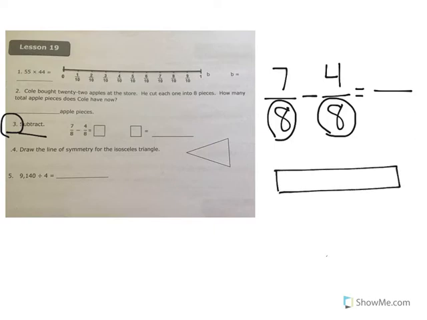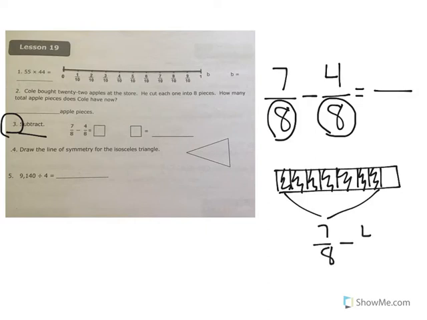So if we had a shape here, I could divide this into 8 pieces total. Okay, so this one would be 7/8. 1, 2, 3, 4, 5, 6, 7/8. That would represent 7/8. And I want to subtract 4/8. So I want to take away 4/8. So 1, 2, 3, 4. And what do I have left? I still have 1, 2, 3/8.